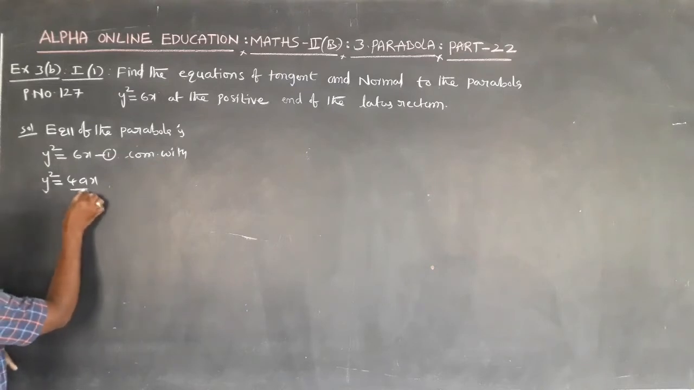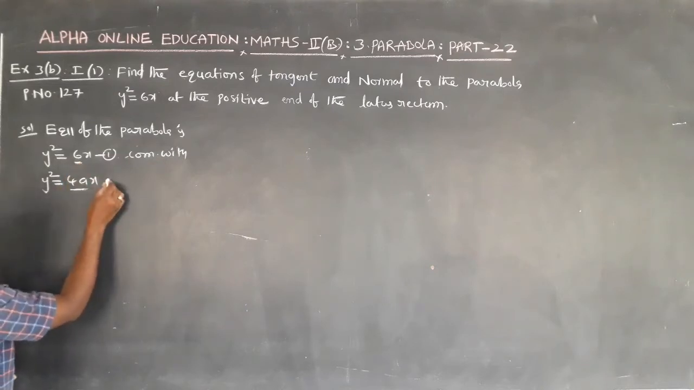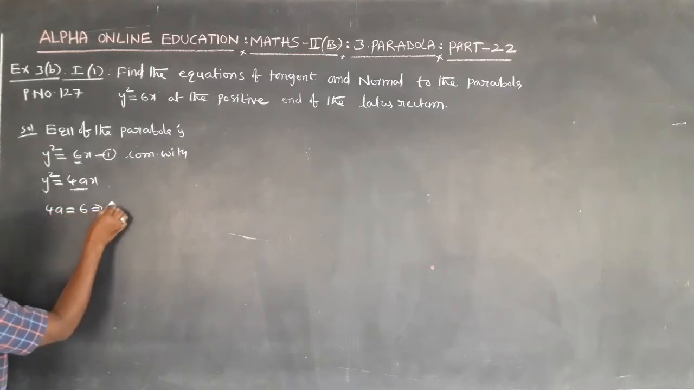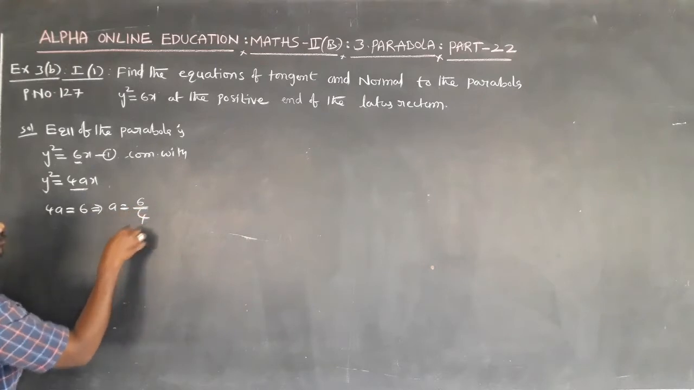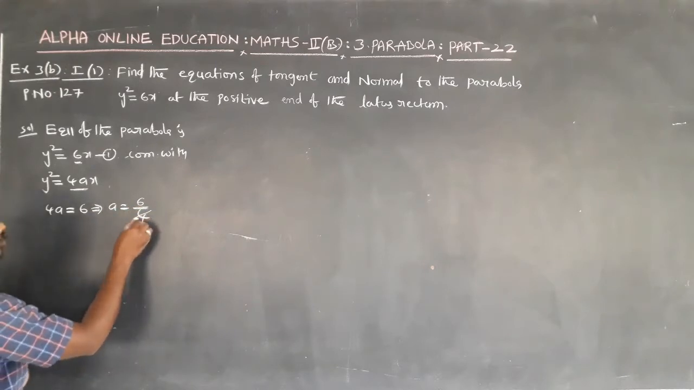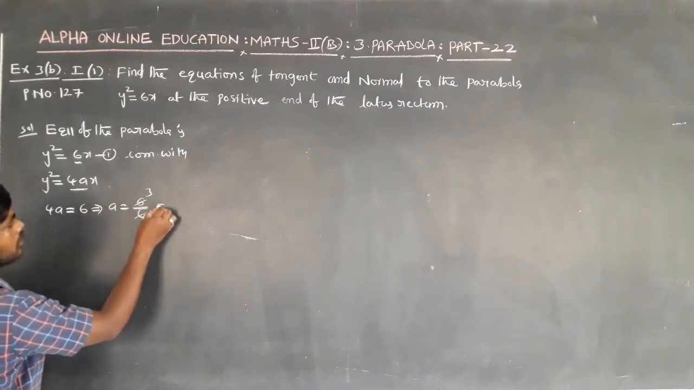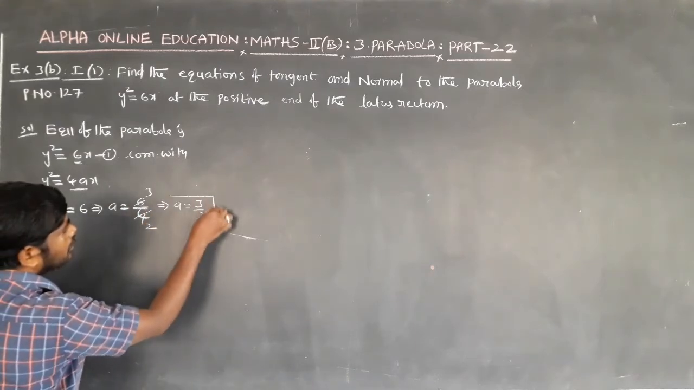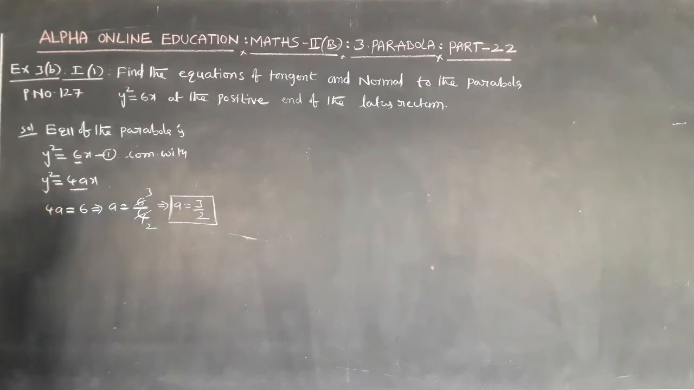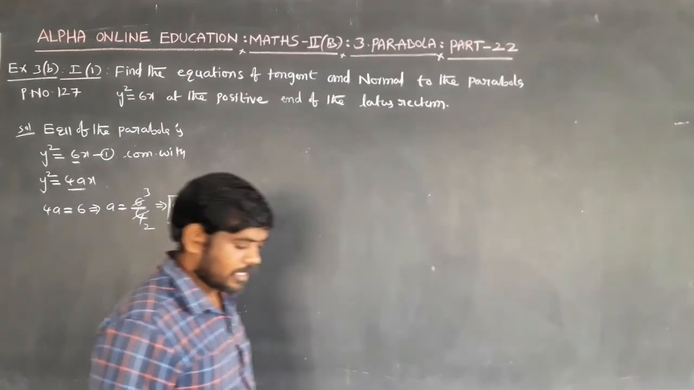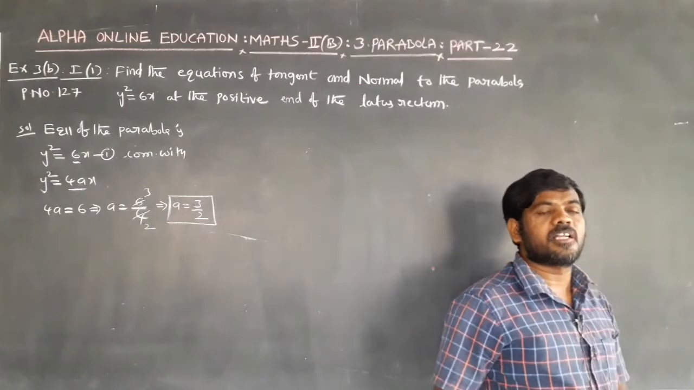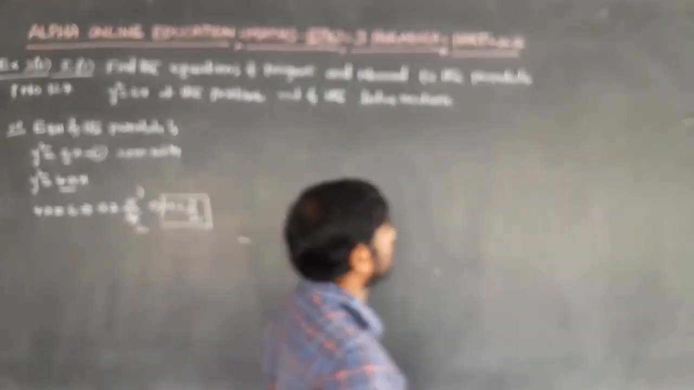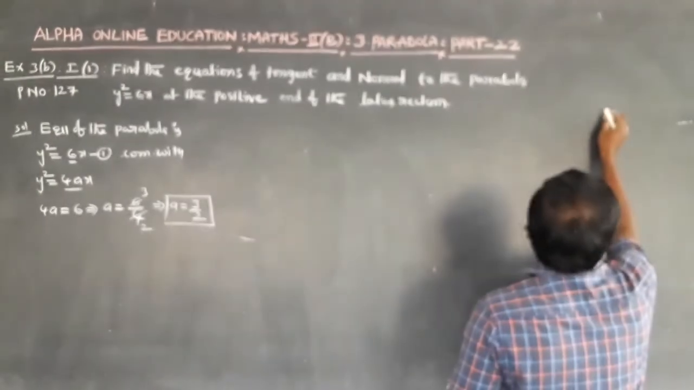Here the x coefficient, 4a, is equal to 6. 4a is equal to 6 means a is equal to 6 by 4, which is 3 by 2. So a is equal to 3 by 2. Here the equation of the parabola is given in the form of the general equation of the parabola.